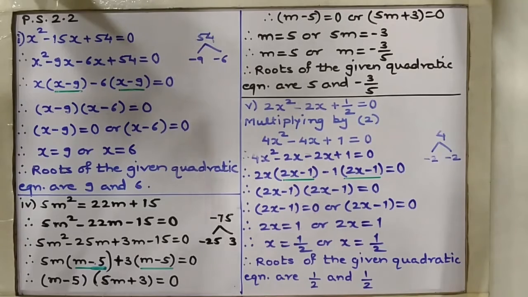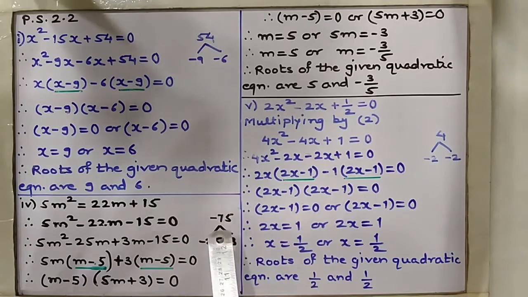Now in the first step, we will multiply coefficient of m square with the constant term. So we will multiply 5 with minus 15. 5 multiplied by minus 15 is minus 75. Okay, so we have to find two numbers such that the product is minus 75 and the sum is minus 22.